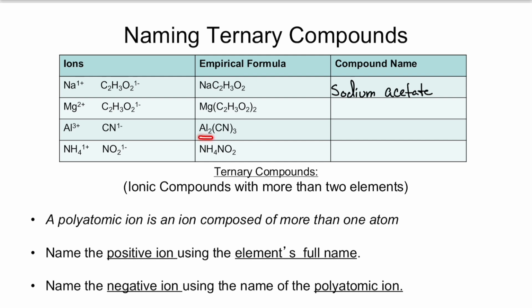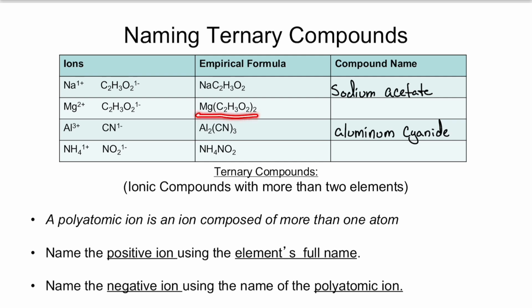Likewise, in this example, Al is aluminum, so it keeps its element name. I just write aluminum. And then CN, again, if you look on your common ion chart, you will find CN, and it is cyanide. Pause the video for a moment and see if you can write the names for the other 2 examples.